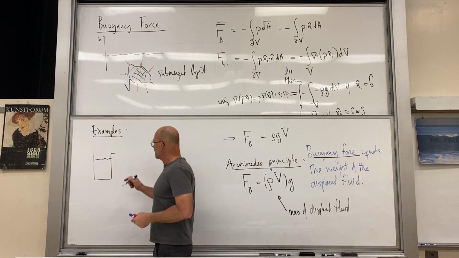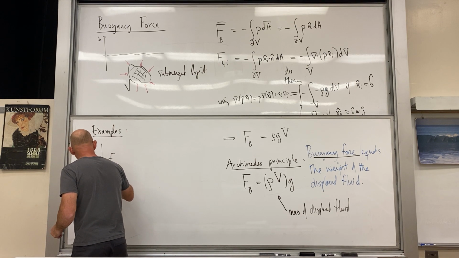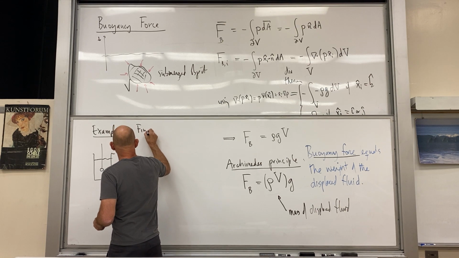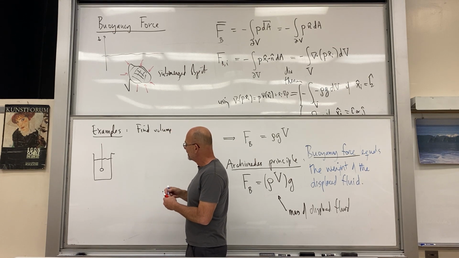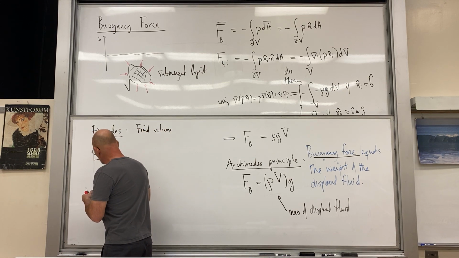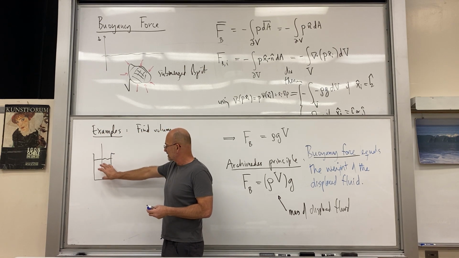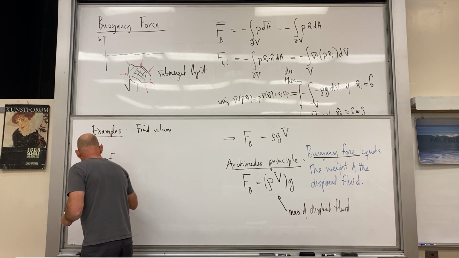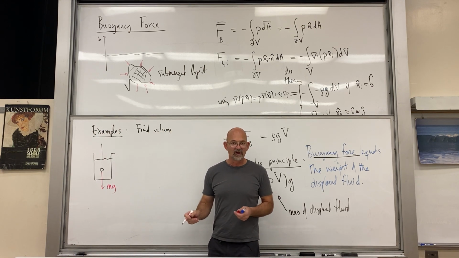So you're displacing some golden object here, and you want to know its volume. So find volume. I can just label this now. This string here, let's see what we'll do. So what's acting on this little gold ring or something? There's its weight. Now its weight we can get just by weighing it in air, no problem.